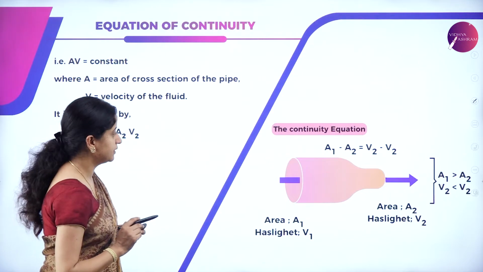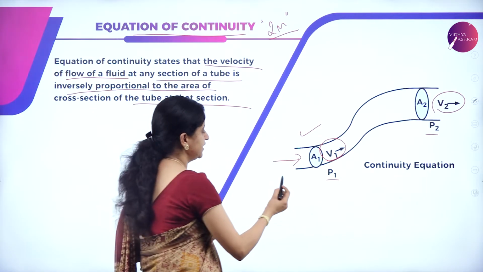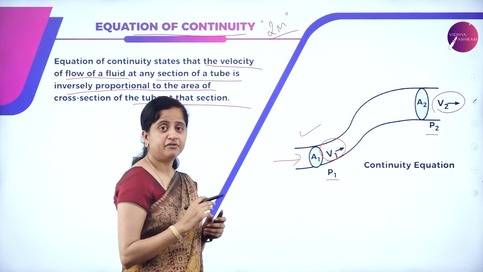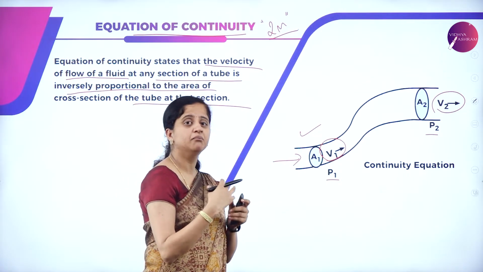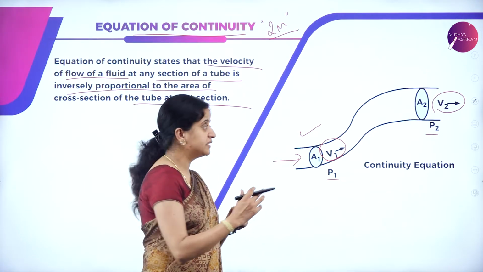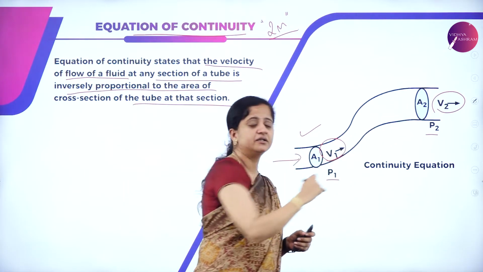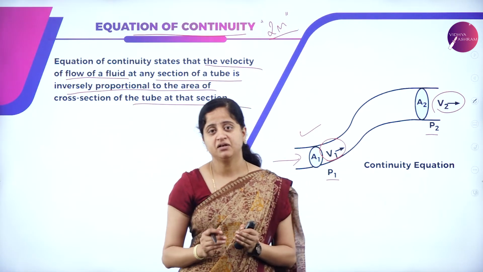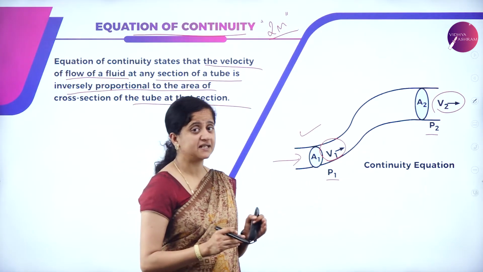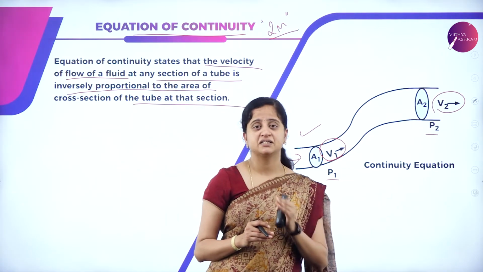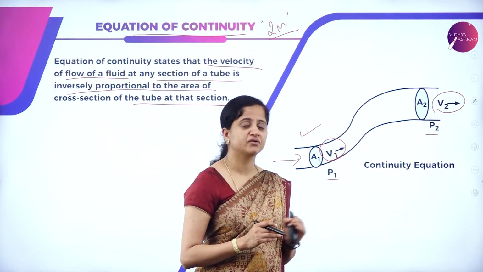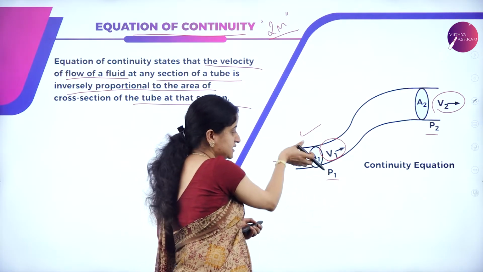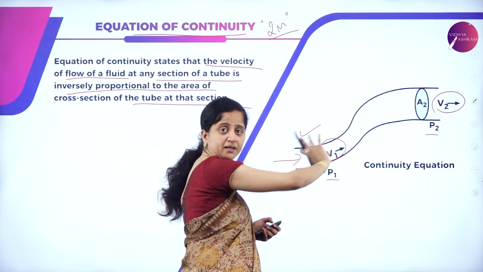So according to the equation of continuity, you can observe here, wherever there is a smaller cross sectional area, the velocity of the flow of liquid will be more. And whenever there is a larger cross-sectional area, the velocity of the liquid flow will be less. Why? Because the statement of the equation of continuity itself says that the velocity of fluid is inversely proportional to the area of cross-section at that particular point. Here we can observe the area of cross-section is smaller, and hence the velocity will be more.